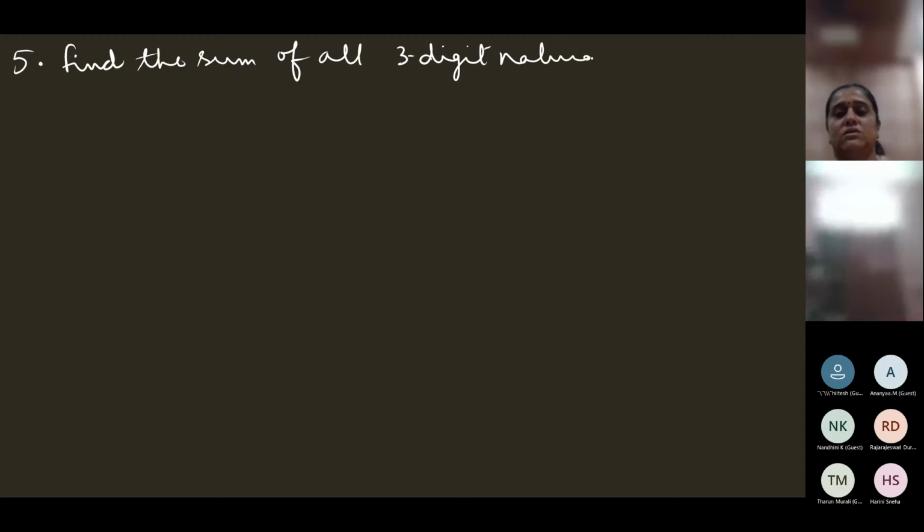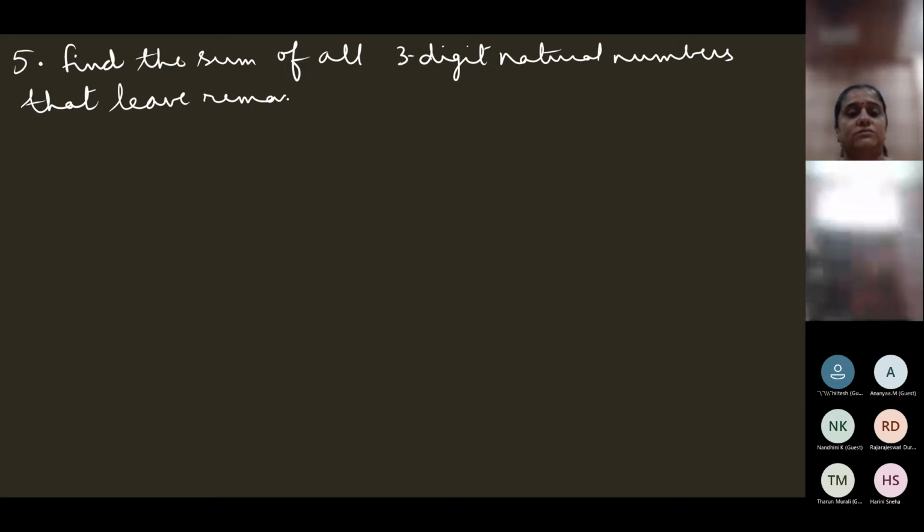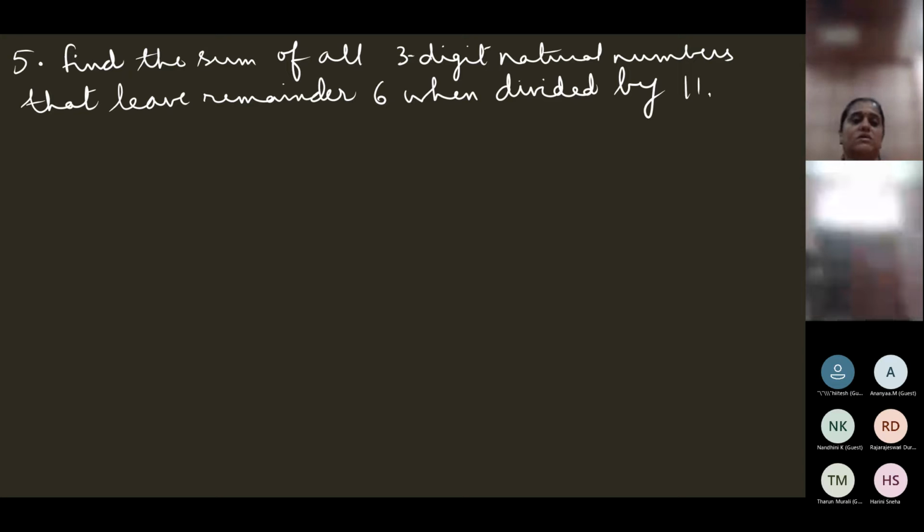Okay, let me give you a question. Let me see who can solve this first and correctly. Find the sum of all 3-digit natural numbers that leave remainder 6 when divided by 11. Find the sum of all 3-digit natural numbers that leave remainder 6 when divided by 11. I have the final answer with me. I don't have the equations. I have the final answer. Let me see who can get that first.